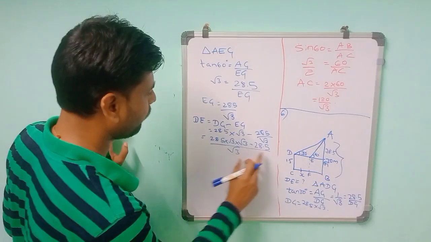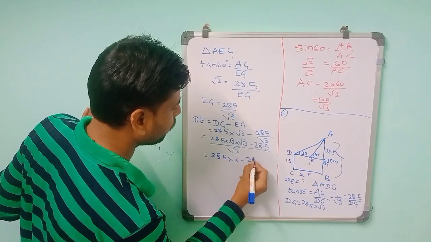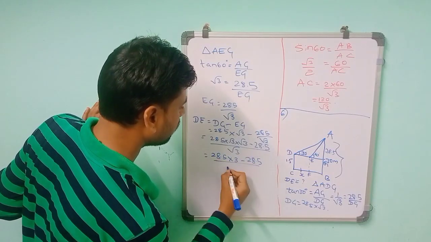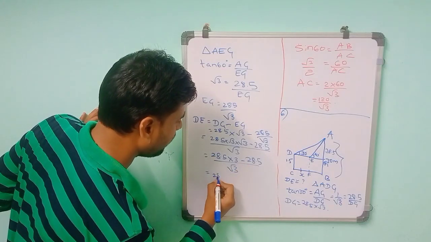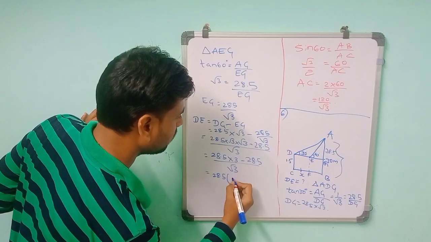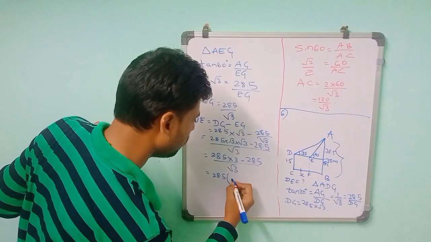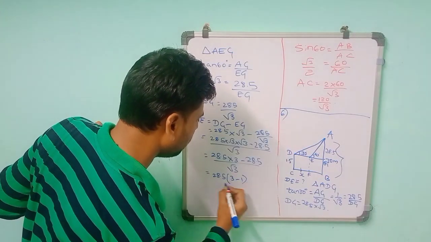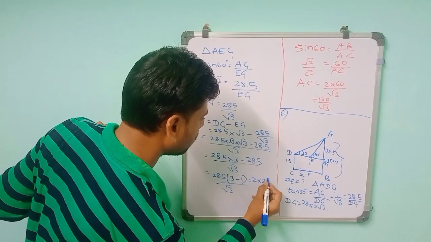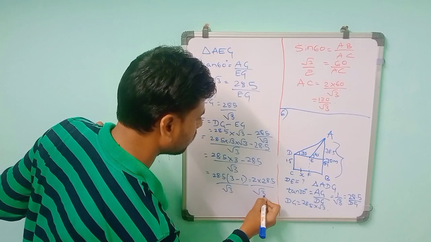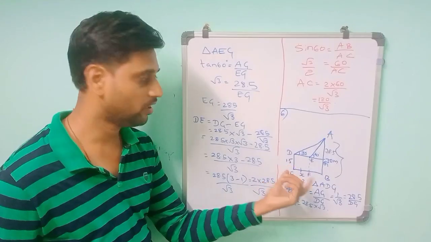So 28.5 divided by root 3. So 28.5 into 3 minus 28.5 divided by root 3. So this will be, 28.5 common. So this will be 3 minus 1. So 28.5, 3 minus 1, so it will be 2 into 28.5 divided by root 3.